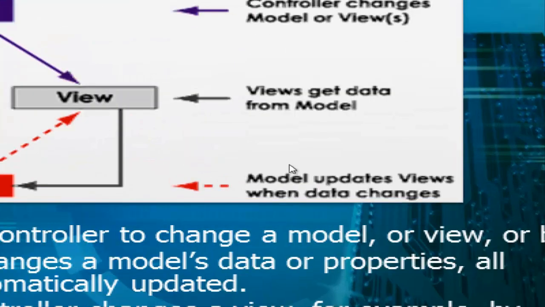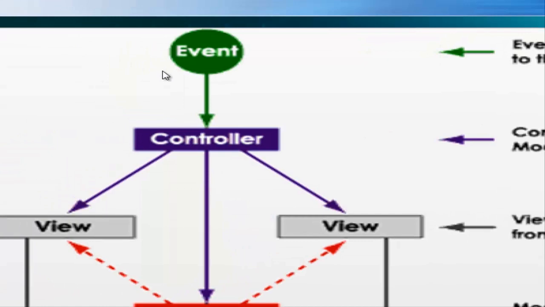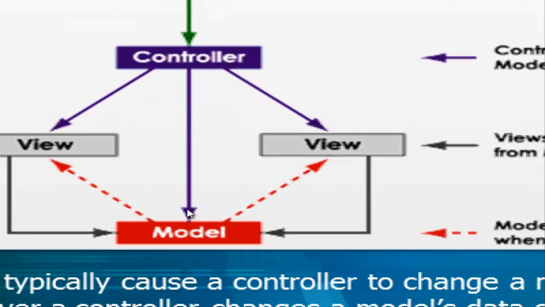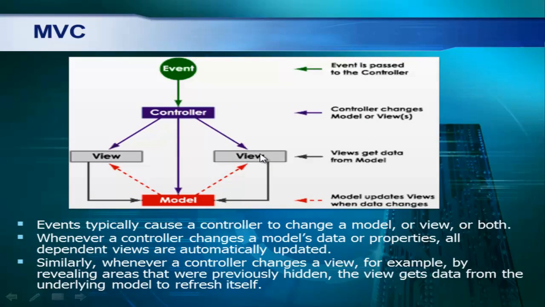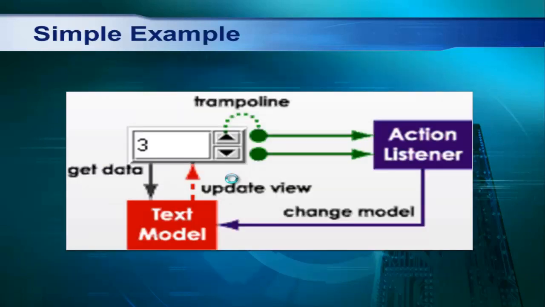You are already familiar with this word called event. So whenever an event activates a controller, the controller goes and calls the appropriate methods within the model. The model gets updated. Based on the updates, the appropriate views are changed. Okay, so this is what is going to happen. The controller can also tell the model that this is the view that you are supposed to activate and show it to the user.